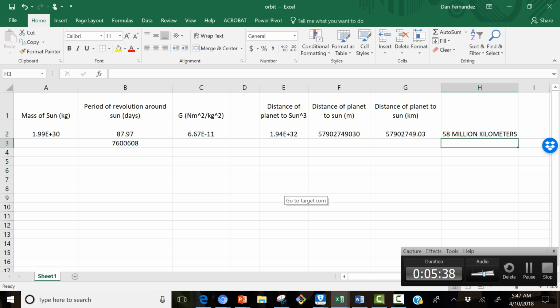You could do this for any planet. All I'm doing is applying the equation for orbits here.